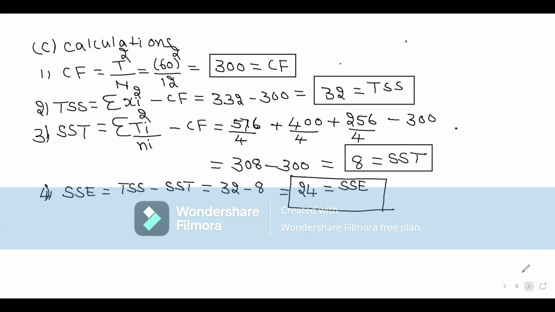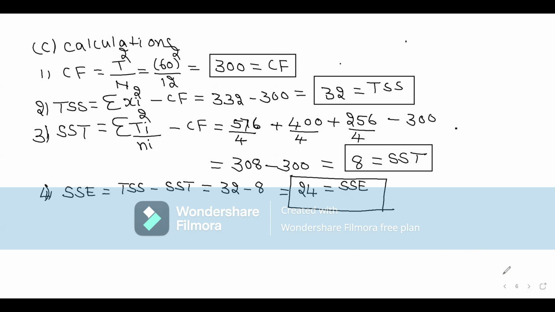Look here, you make a calculation: 576 divided by 4 plus 400 divided by 4 plus 256 divided by 4 minus 300. If you calculate in the calculator, 308 minus 300 means 8. SST is 8. Then you have to calculate SSE, means TSS minus SST. You remember all these formulas are very important. TSS is 32, minus 8, 24. This is SSE.